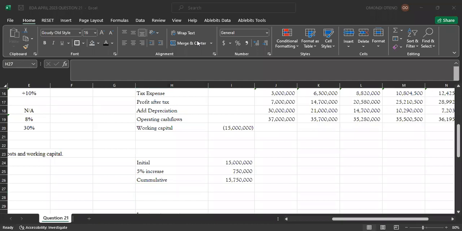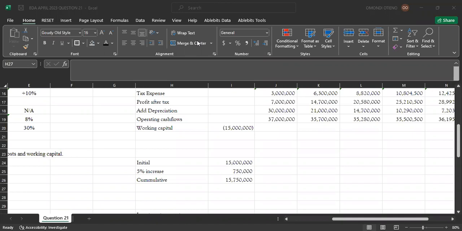Are we taking the cumulative figure or the increase?